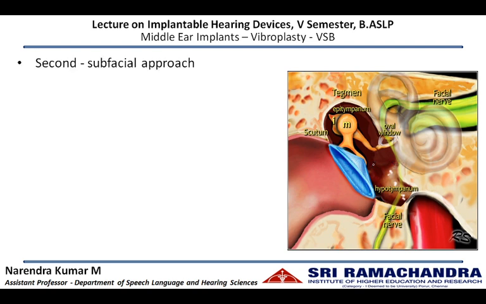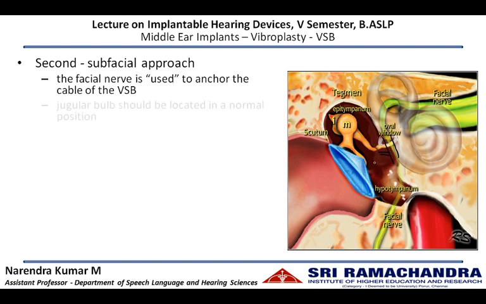The second approach is called a subfacial approach. The facial nerve is used to anchor the cable of Vibrant Sound Bridge. The facial nerve canal which runs through the posterior wall of the middle ear is used as an option to hold the cable of Vibrant Sound Bridge.